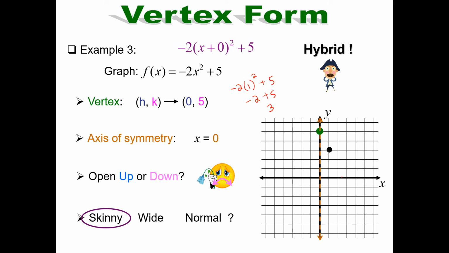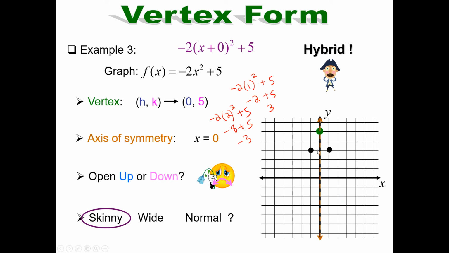I'm going to do maybe 2. I'm going to plug in 2 and see what I get. So I got -2 times 2 squared plus 5. So that's 4. 4 times -2 is -8. Plus 5 gives me -3. So there should be a point at (2, -3).